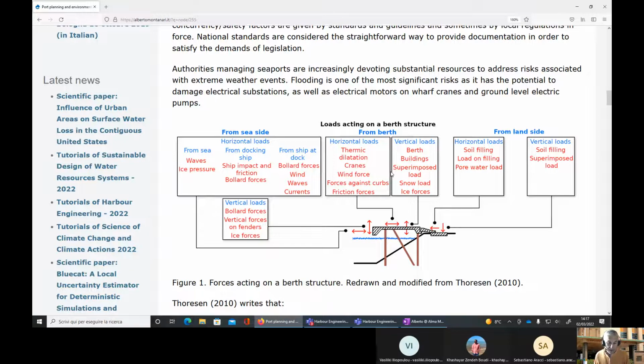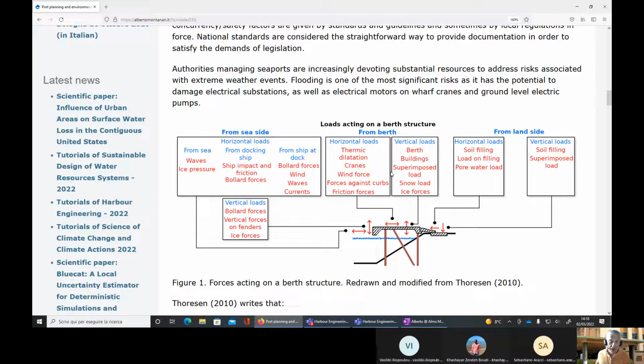And the forcing means that we have actions that can act directly on the structure of the berth, or, which is more important, actions that are acting on the berthed ships, the docked ships. And then through the mooring lines, these actions are transferred to the berth structure through what are called mooring forces, which are acting on the mooring points.